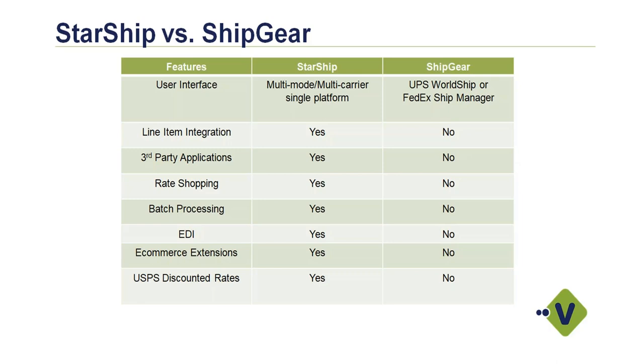StarShip also allows you to process batches of records. So if you have weights in inventory or you've defined packaging in StarShip, you have the ability to run through a range of orders instead of just going one at a time.